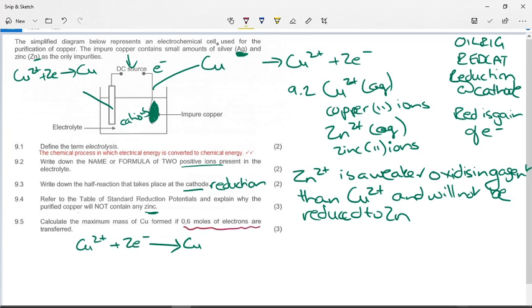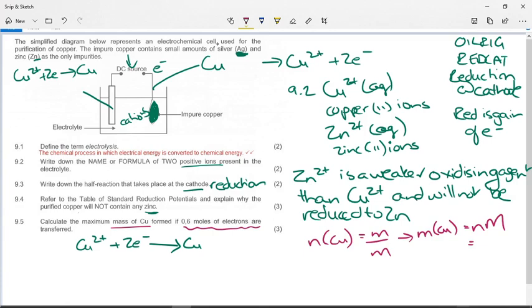electrons are transferred. So if we want to calculate the mass of copper, we know that we're going to have to use the equation. The number of moles of copper is going to be equal to the mass over the molar mass, or we can say the mass of copper, if we rearrange this formula, is equal to the number of moles times the molar mass, which we'll get from the periodic table. Okay, but what is going on here? It says 0,6 moles of electrons are transferred.